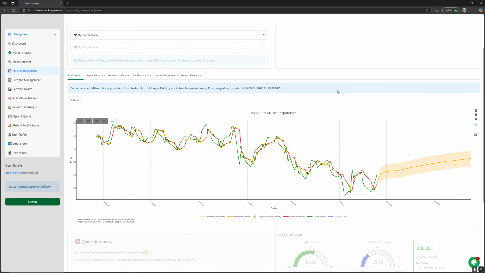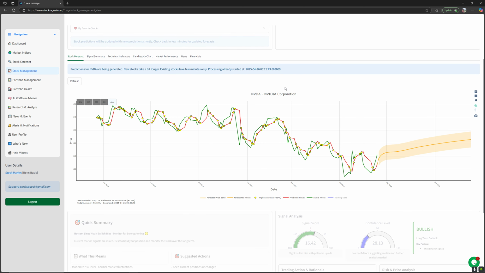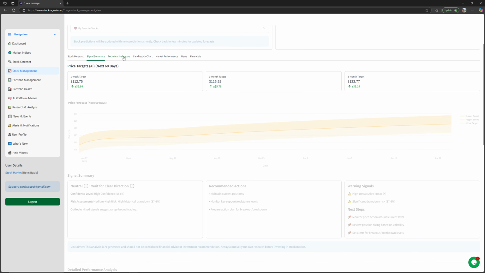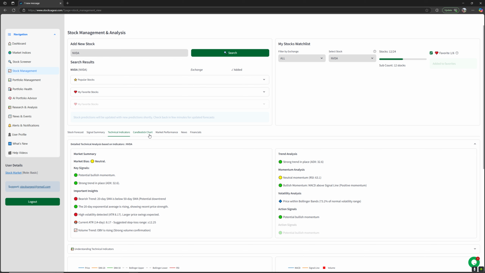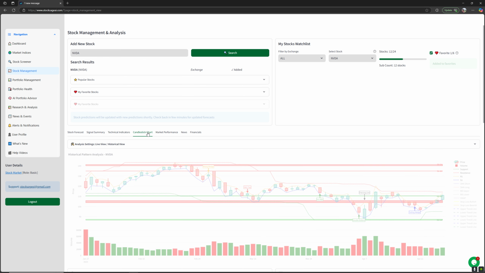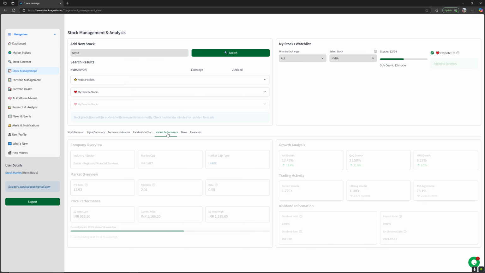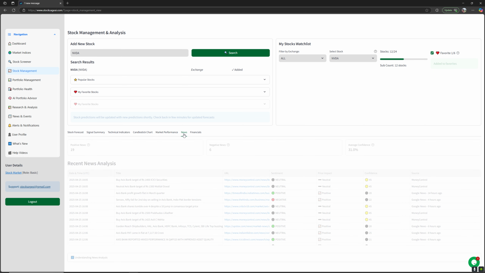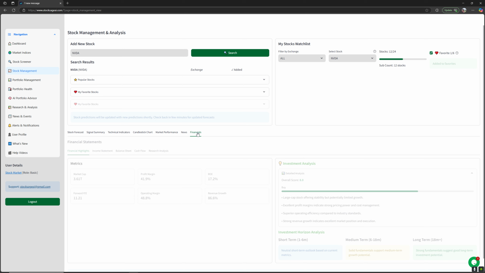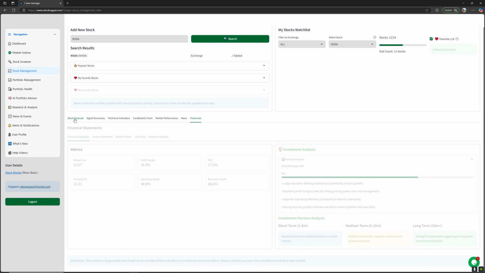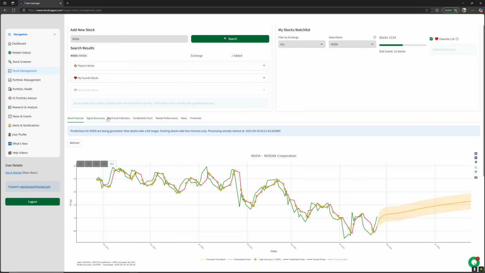So now if you see on this dashboard, you have these multiple tabs: stock forecast, signal summary, you have technical indicators, you have candlestick chart, market performance data, and then you have news, and you have financials. Okay, so I'll talk about these tabs one by one. So let me go back to the stock forecast page.